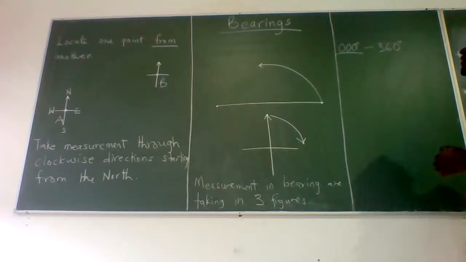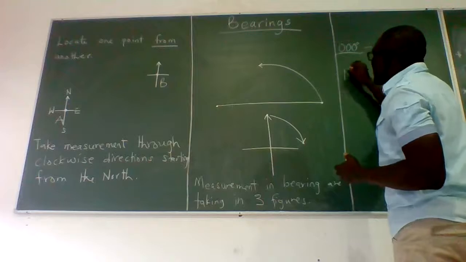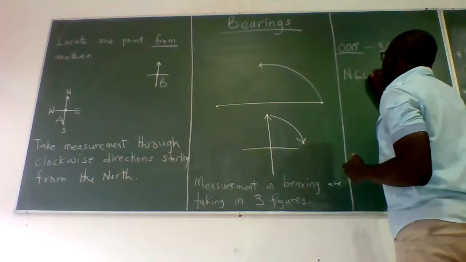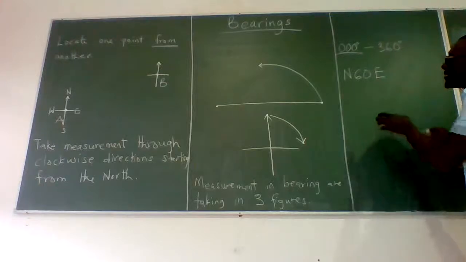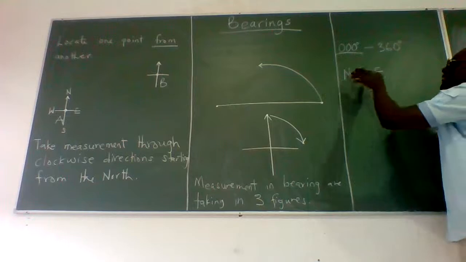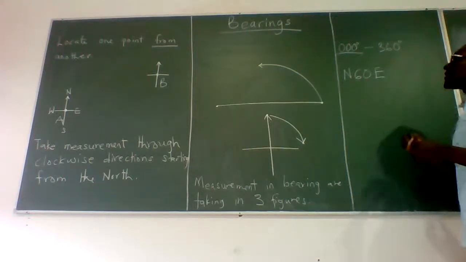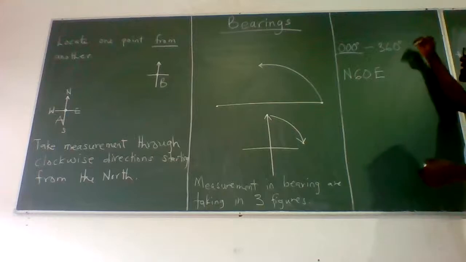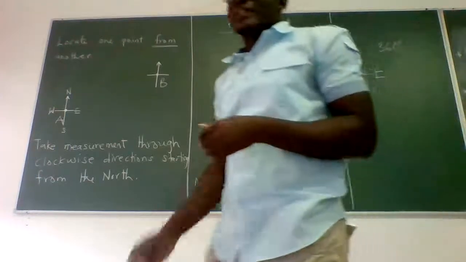There was another form which has to do with the coordinate and the angle measurement. In that case, you have to quote maybe the north, you put the angle maybe 60, and then another direction. So this one will be for directions, but the one where we are just going to measure without quoting the north, the east, or those cardinal points, we use the 3-figure bearing, and that is what we are going to use today.